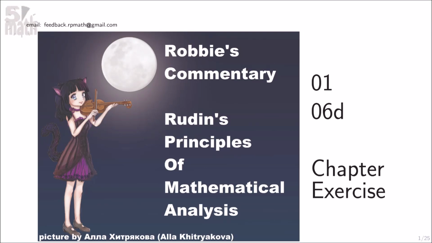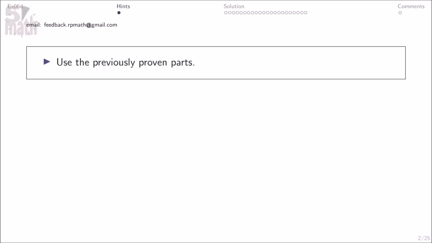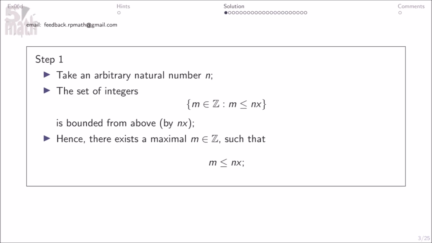Chapter 1, Exercise 6D. Use the previously proven parts. Step 1. Take an arbitrary natural number n.